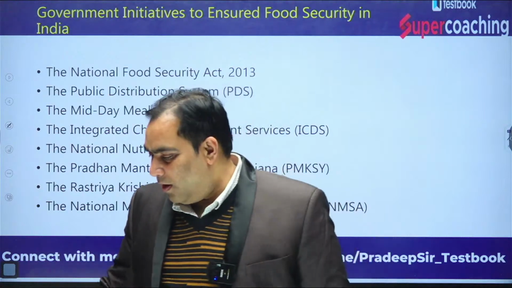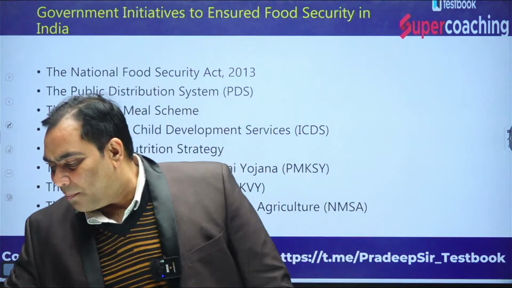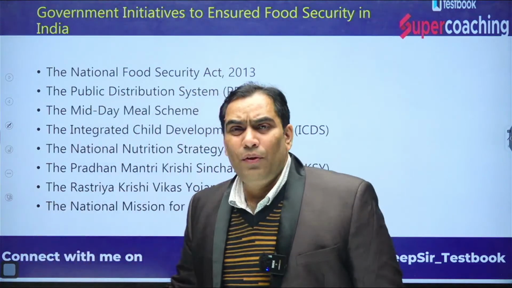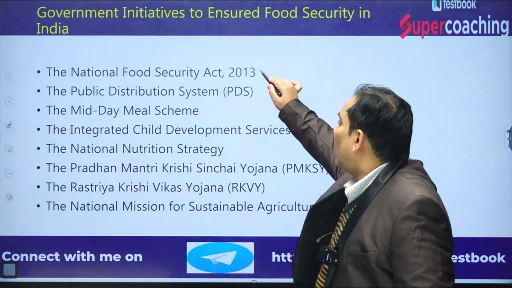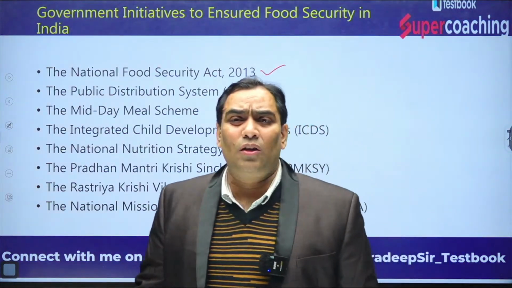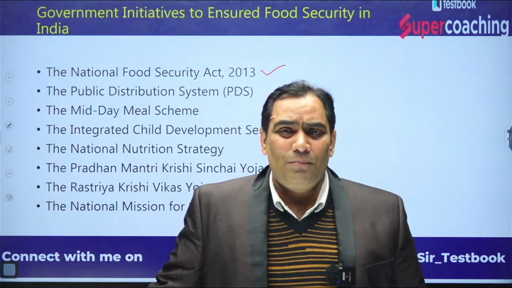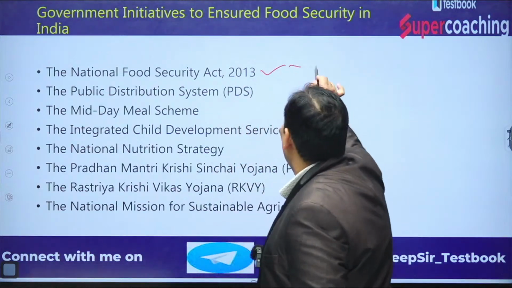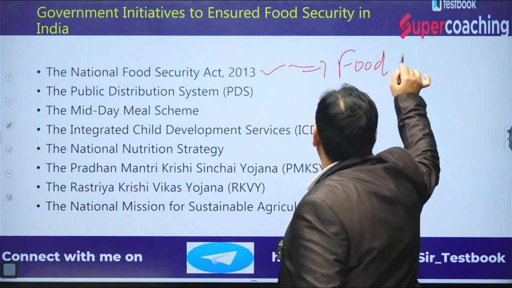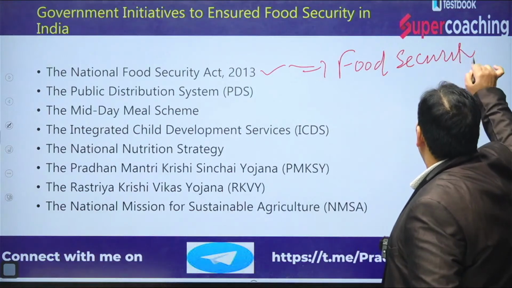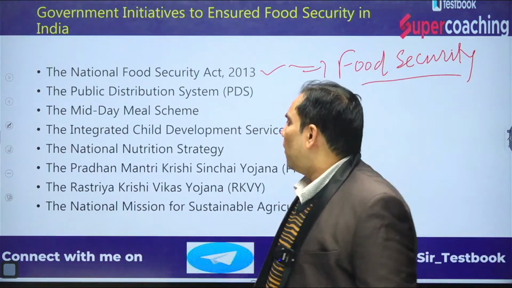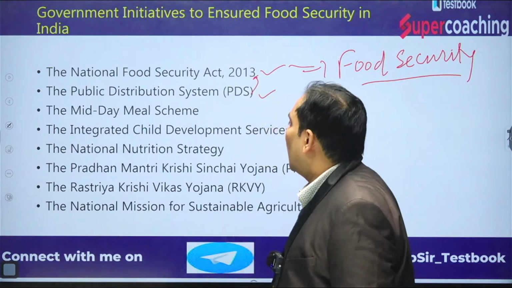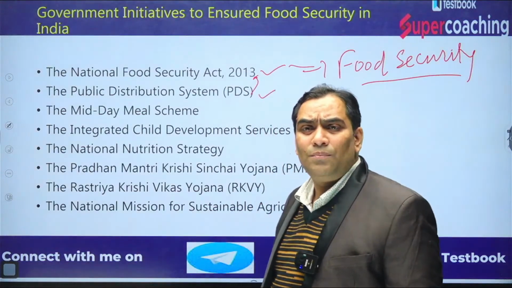So when we talk about what measures the government has taken, we will discuss the National Food Security Act, which was passed in 2013, in detail. This was just for ensuring food security. This is directly related to food security. And the public distribution system is nothing but a reform. The public distribution system was reformed in the National Food Security Act only.